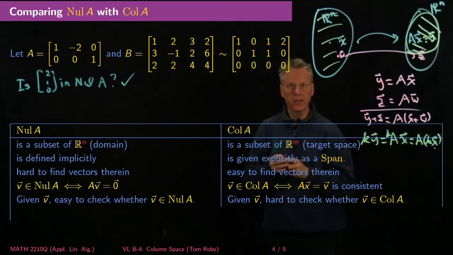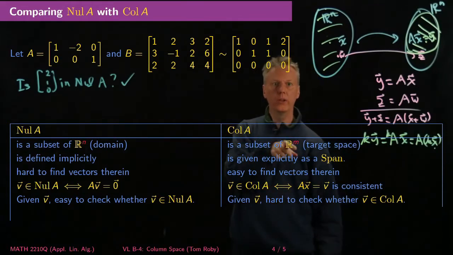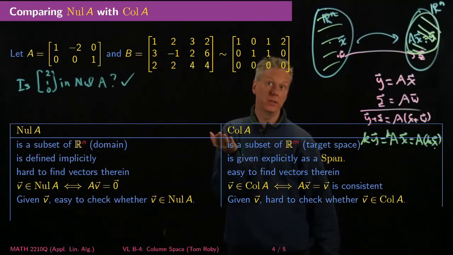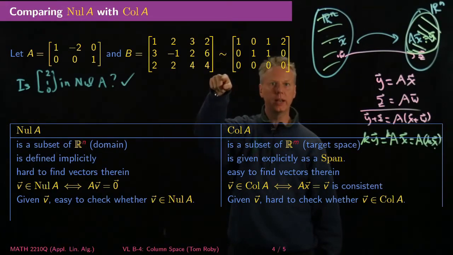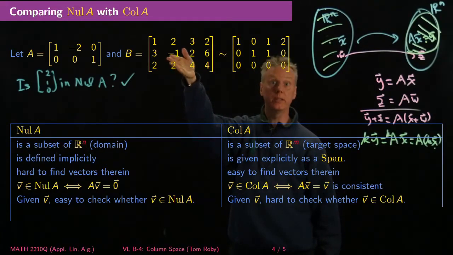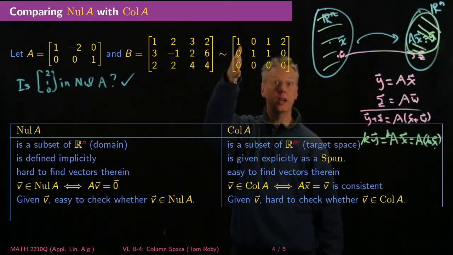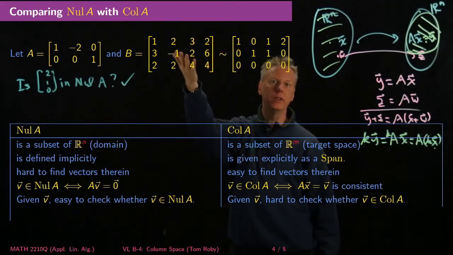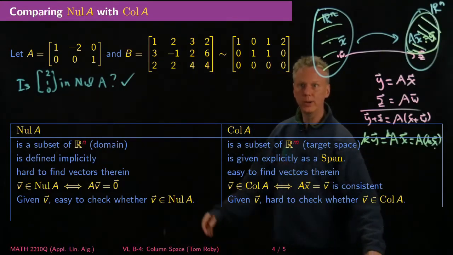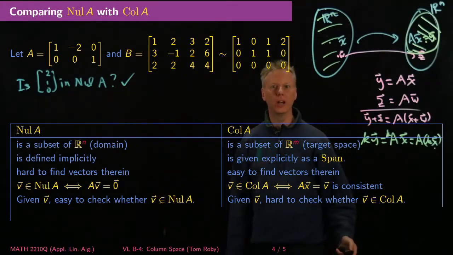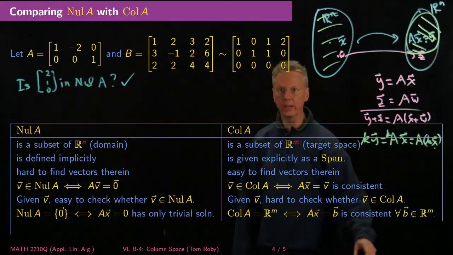On the other hand, it's not so easy to check whether V is in the column space of a matrix. Because if I take some vector of size 3 and I want to check whether it's in the column space, I need to know whether I can write it as a linear combination of these columns. That translates into solving a system of linear equations. So I'm back to needing to do some row reduction. So when I say hard here, I just mean as hard as row reduction, not wicked hard or anything.